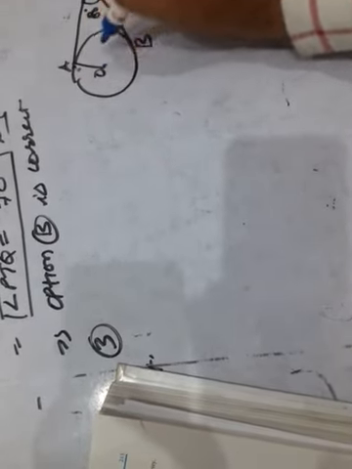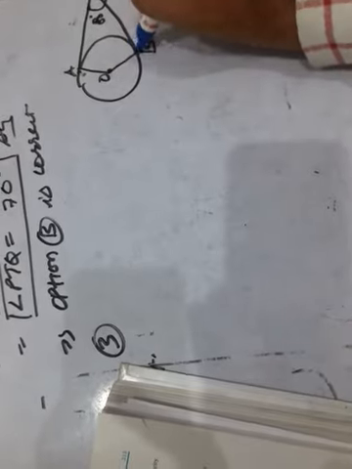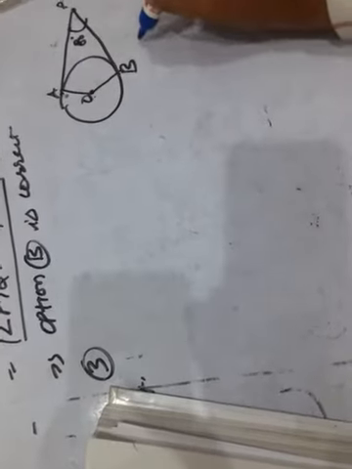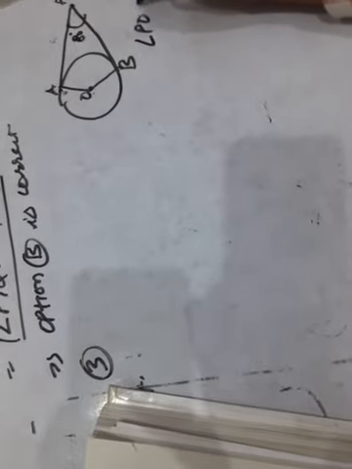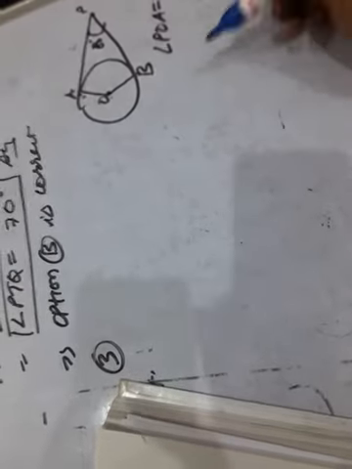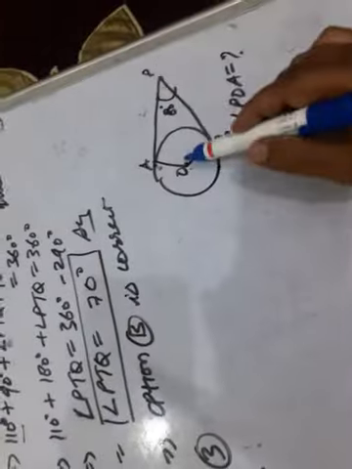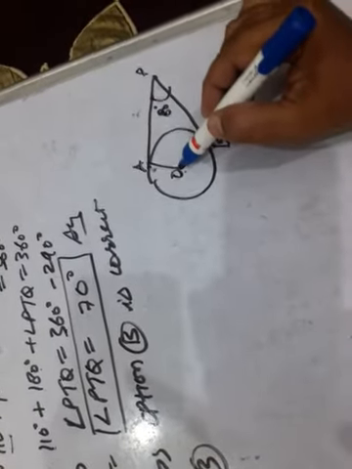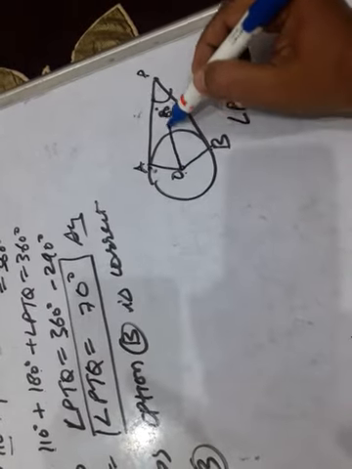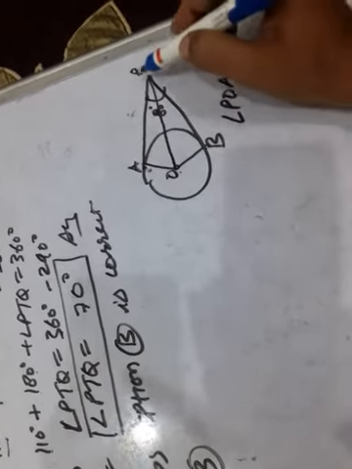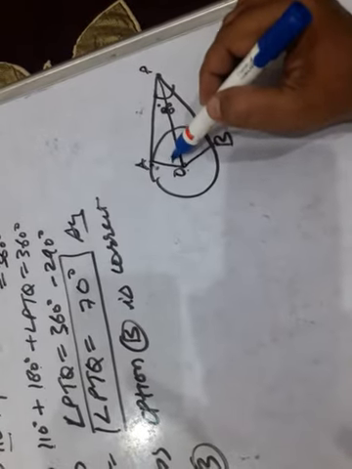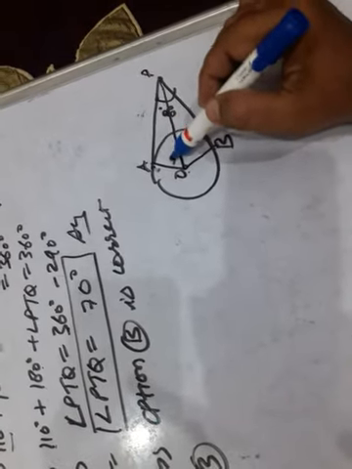Then angle POA. Where is POA? This is PO. For POA we have to draw this one. Which one? This one, right? Angle POA means this angle we have to find out. This angle, children. Angle POA, this angle we have to find.